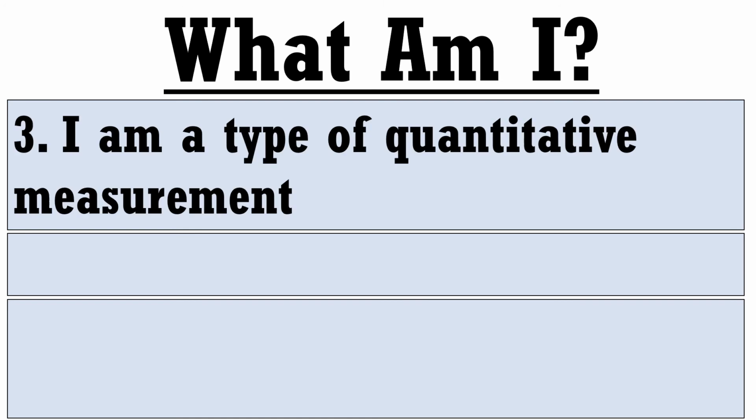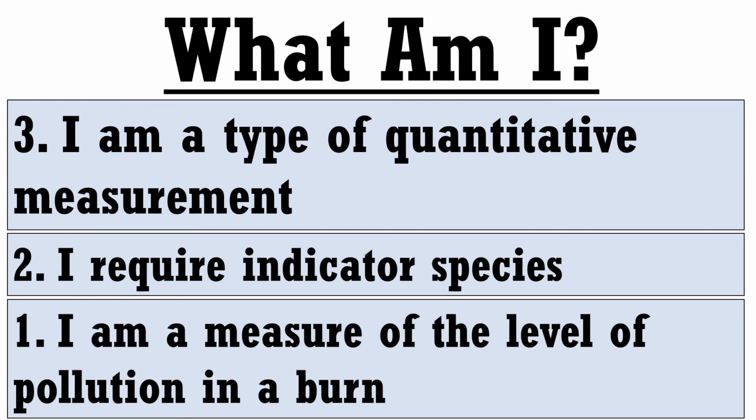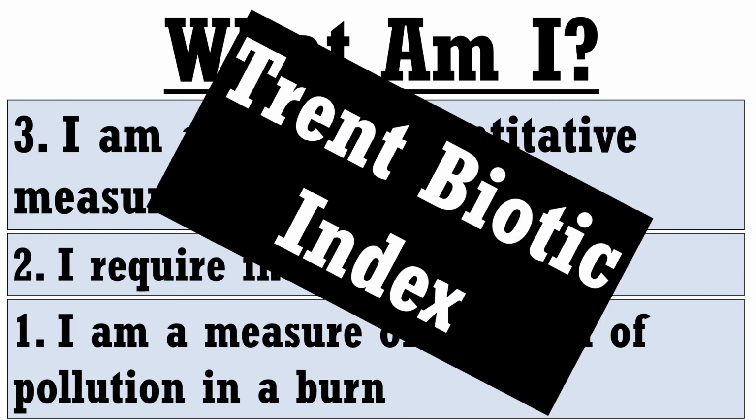For 3 points this time, I am a type of quantitative measurement. For 2, I require indicator species. 1, I am a measure of the level of pollution in a burn. What is this? Trent Biotic Index.